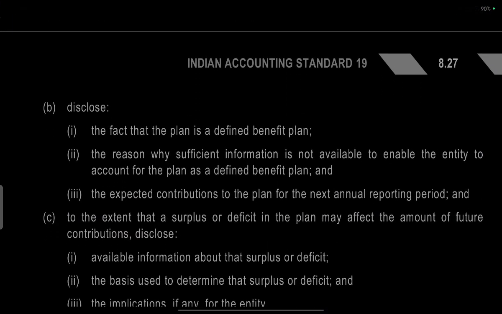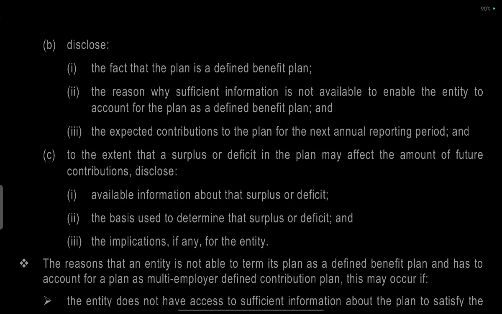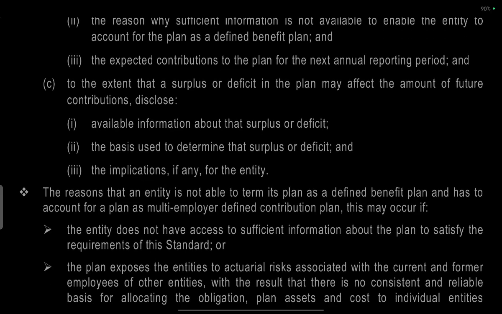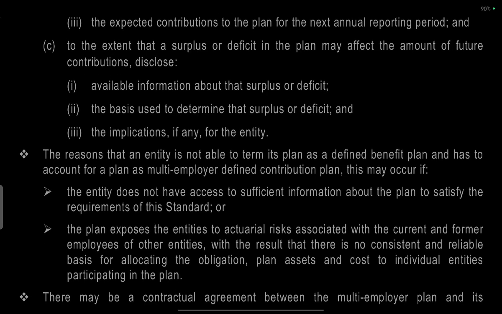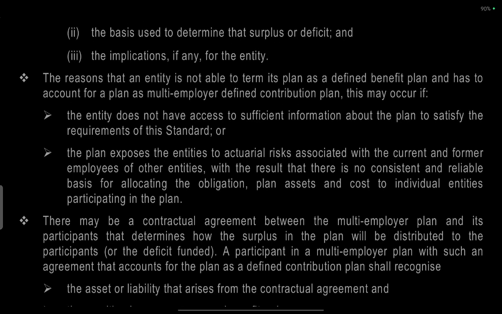Disclosure. The fact that the plan is a defined benefit plan. The reason why sufficient information is not available to enable the entity to account for the plan as a defined benefit plan, and the expected contribution to the plan for the next annual reporting period. To the extent the surplus or deficit of the plan may affect the amount of future contributions, the available information about the surplus or deficit, the basis used to determine the surplus or deficit, and the implications, if any, for the entity. Also, the reason the entity is not able to account for the plan as a defined benefit plan, and how it accounts for the plan as multi-employer benefit contributions may occur.